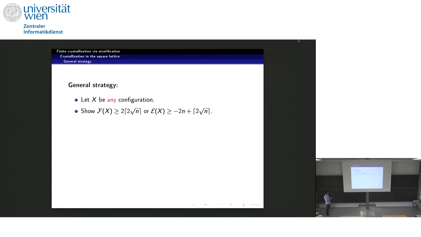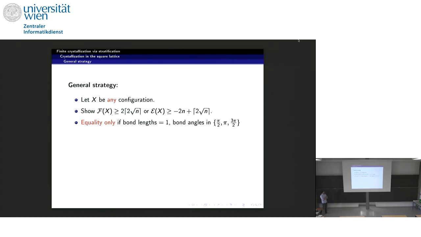You can do it for the renormalized one or for the original one, that's not important. And you also want to prove at the same time, you want to characterize the equality case. Namely, you want to show that equality here can only hold if all the bond lengths are 1 and all the angles are multiples of pi over 2. Because in this case, this together with connectedness of the configuration will tell you already that the configuration needs to be a subset of the square lattice.